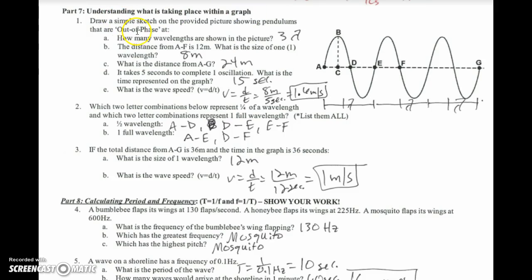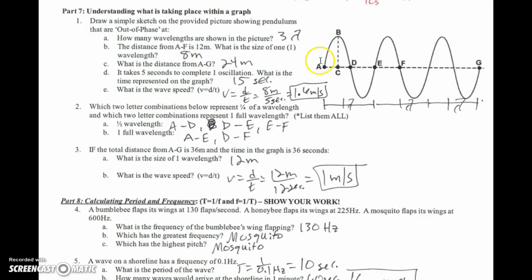So understanding what's taking place here, when I look at this, draw a simple sketch here, and you can label on here. How many wavelengths are shown? There should be 3 total wavelengths. Here I have 1. Here I have 2. Here I have a third. So if the distance from A to F is 12 meters, A to F, here it is, 12 meters. What's the size of one wavelength? Well, that means I know that A to F is halfway, so that means 12 meters there. 12 meters from F to G, that's 24 total. If I have 24 total meters and I have 3 wavelengths, I take 24 divided by 3 and I get 8 meters. So the size of one wavelength is 8 meters.